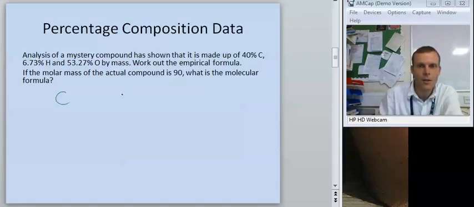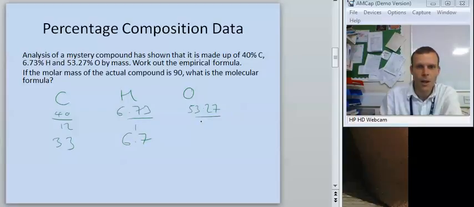So we're told we've got a certain amount of carbon, hydrogen and oxygen by mass. I've got 40% of that, 6.73 of that, 53.27 of that, and if I pretend that I have 100 grams, that would mean that was 40 grams of that. So 40 divided by 12 is 3.3, that divided by 1, 6.7. I'm being quite lazy with my accuracy here. 53 divided by 16 is also 3.3, which means my ratio, dividing by the lowest, is 1 to 2 to 1. So the empirical formula is CH2O.